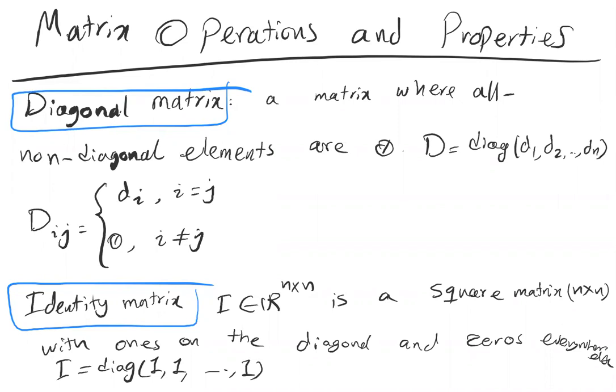So what's the property of this identity matrix? For all A in R^(n×n), A multiplied by the identity matrix is equal to A, which is equal to I multiplied by A.